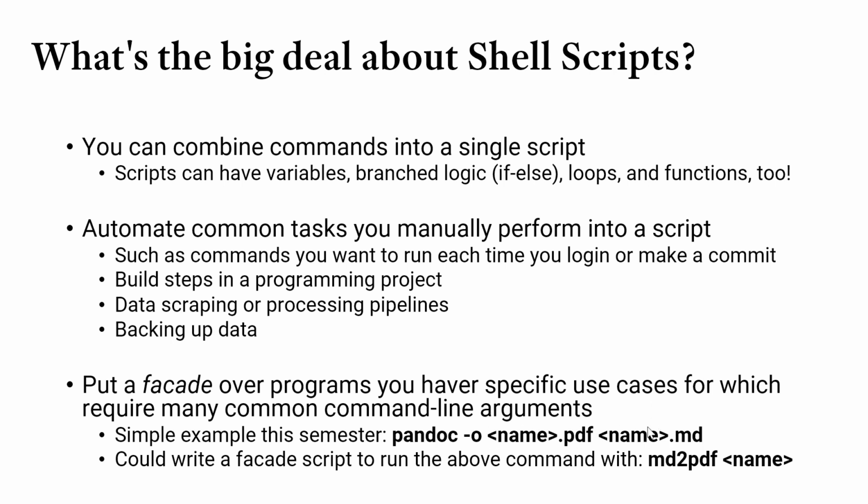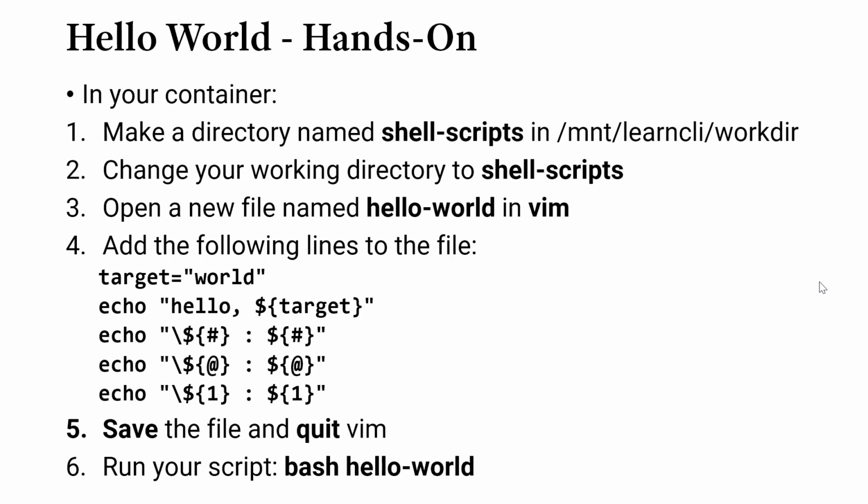And if this was a common pattern we used, we might be able to write a facade script that we could name MD2PDF and just give a name, such that we wouldn't have to worry about the markdown extension or the PDF extension. And all this facade script would do is just translate this command into the one that you see above it. Right? So that's the idea of a facade, and we'll work with that later in today's materials.